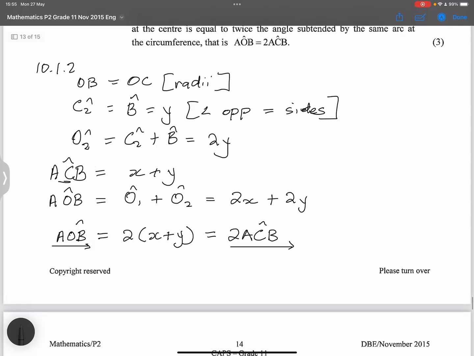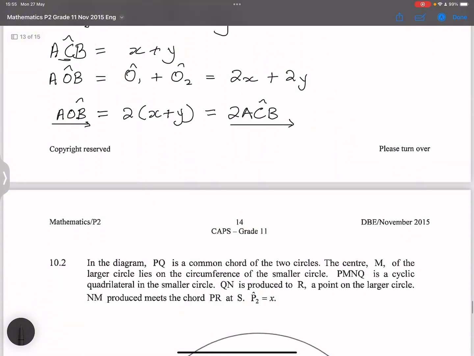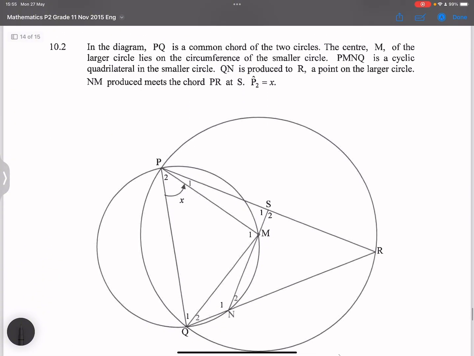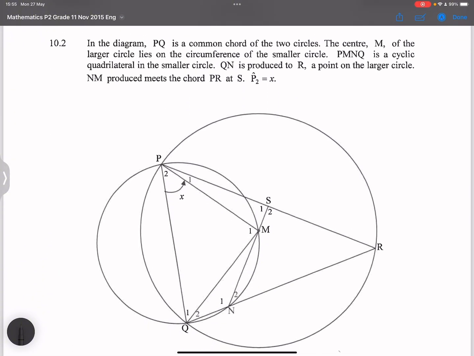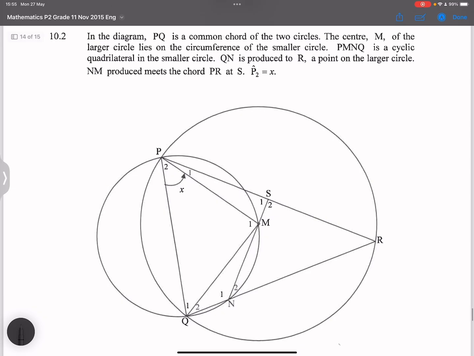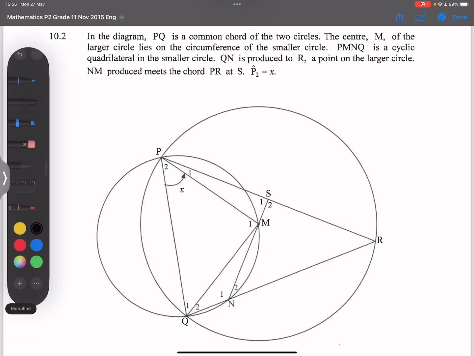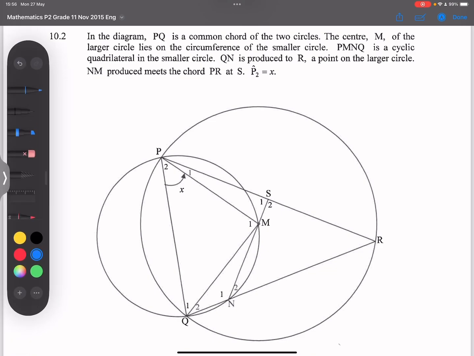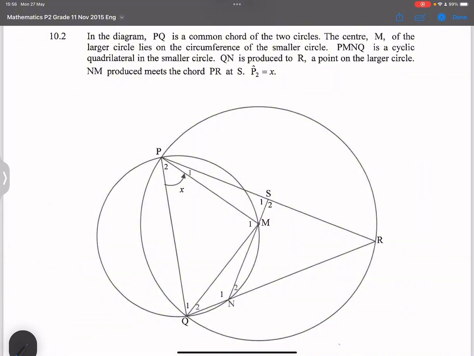All right, ladies and gents, as we move on to the next question. Now they say to us in the diagram, we've got PQ, which is a common chord. So there's our PQ there. So it is a chord in both circles. I know I've marked it in black there. Maybe let's just change the color. There it is. Now it is a chord in both circles.